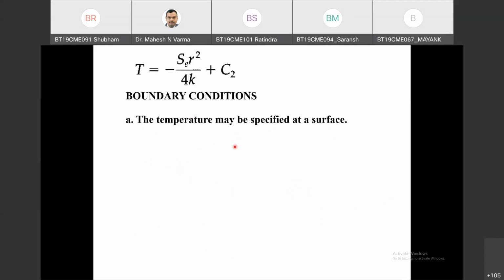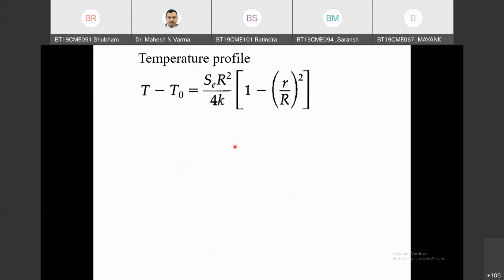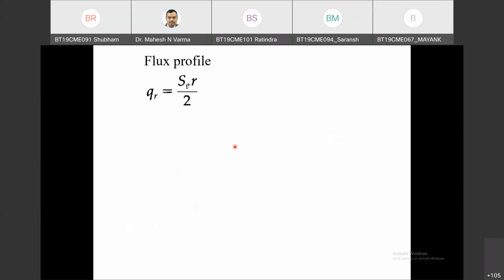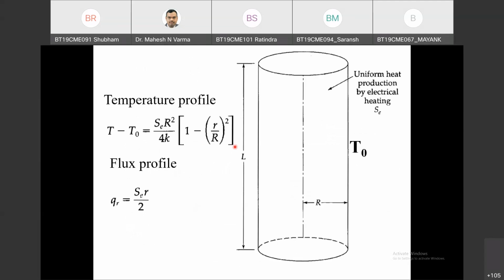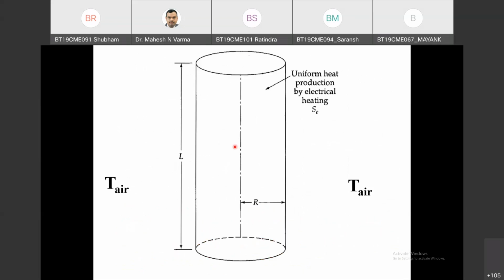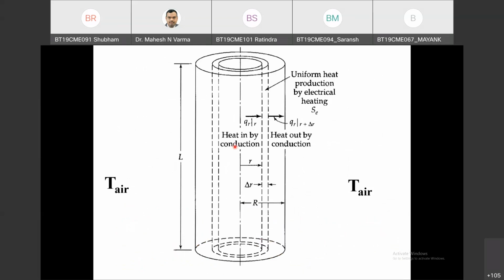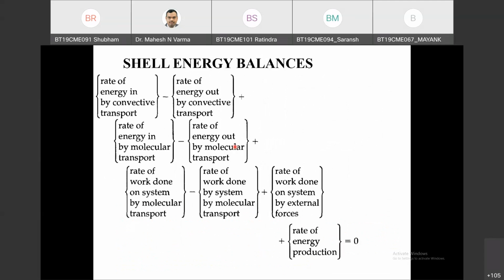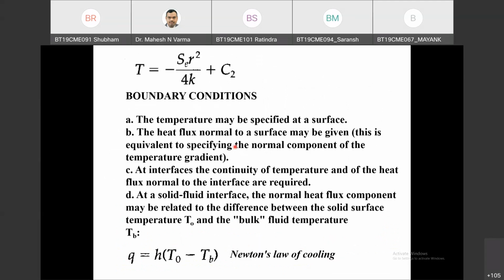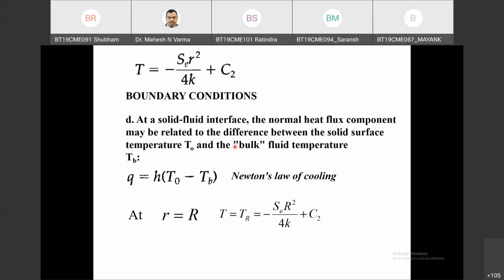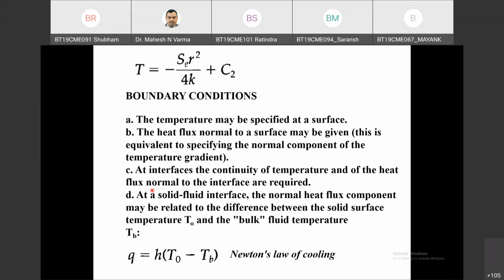Can you try for this? Okay, so this is what the thing is. This is the previous problem, and this is our problem. Exactly similar thing here also, and this will be the same. The second boundary condition will be at the solid fluid interface. This temperature is given. So you try for this.